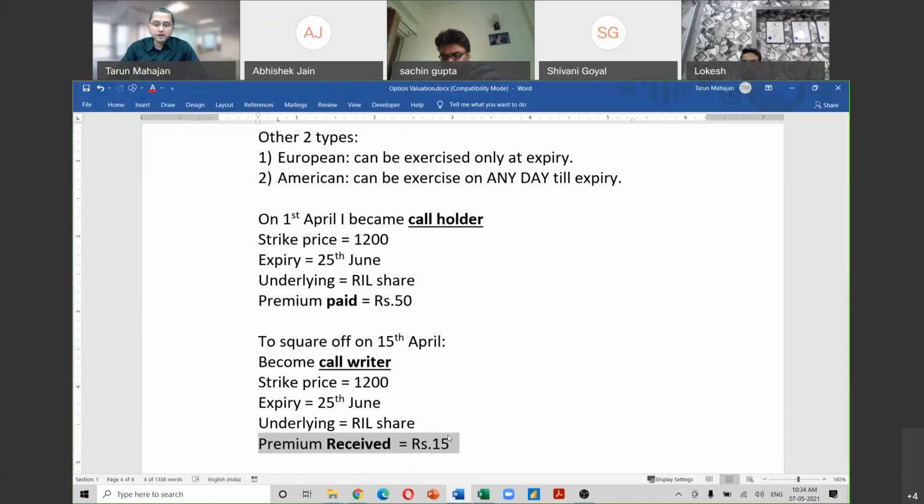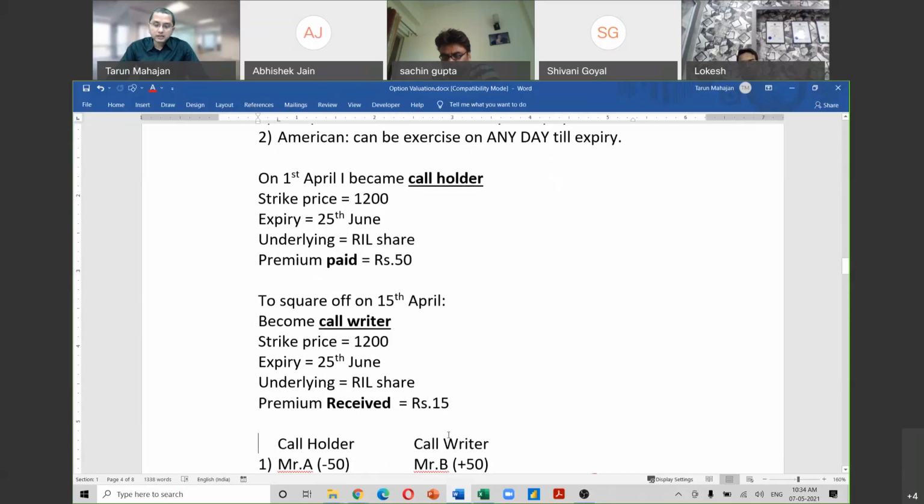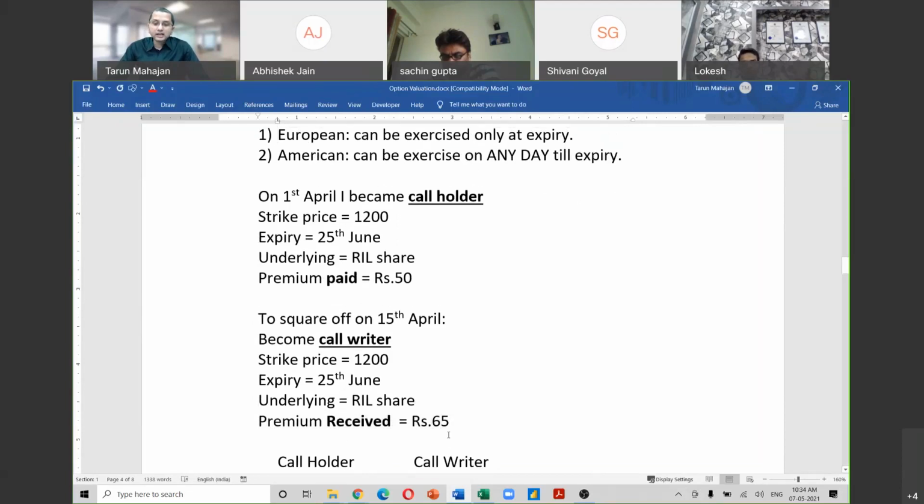Suppose the premium is reduced, then I'll sustain a loss. I paid premium 50, now I received premium 15, there is a loss of 35. On the other hand, if I paid premium 50 and here premium becomes 65, so I'll have a profit of 15 rupees. तो कहने के लिए यूरोपियन ऑप्शन केवल एक्सपायरी पर ही एक्सरसाइज होते हैं, बीच में नहीं होते हैं, बट बीच में उनको स्क्वायर ऑफ तो किया ही जा सकता है.